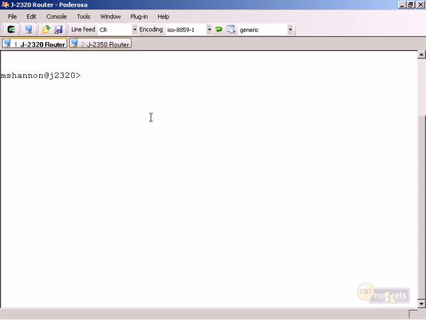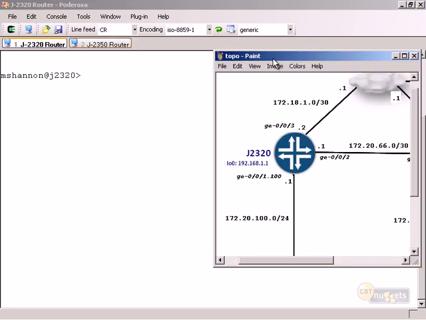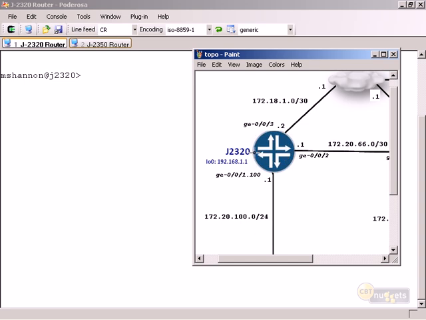Now, what I want to do is show you this. Here's the topology, just a little bit of it from the 2320 standpoint, okay? So what we have to do, since all we have configured on this 2320 so far is GigE000, right? That's the one that connects to my management station down there. And that's on the 192.168.3.0/24 network. And we'll see that a little bit later on.